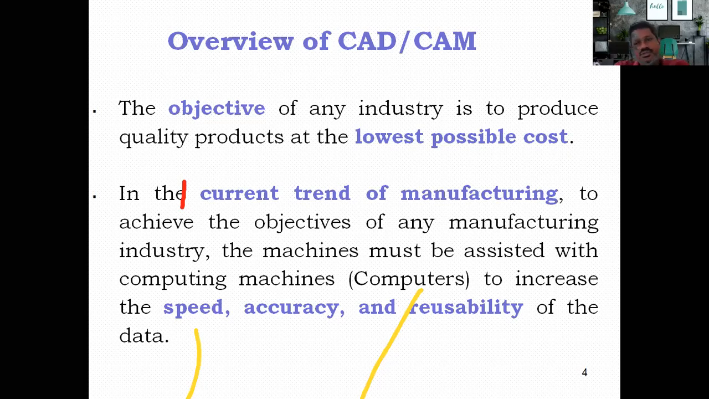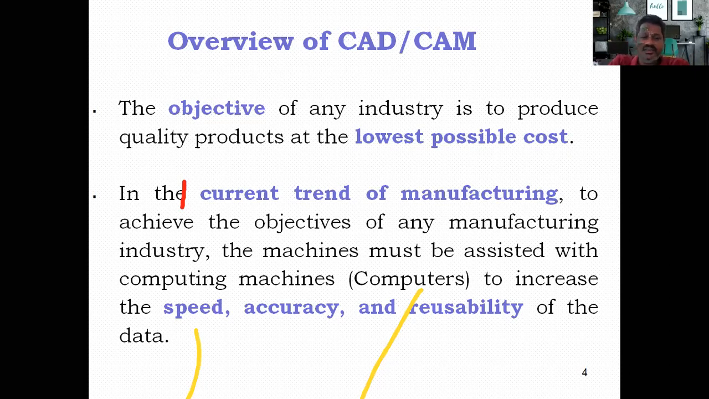If you use computing machines, definitely the accuracy increases. Suppose a design involves a number of calculations, and you need to perform a number of iterations. If you perform all the calculations and iterations manually, definitely that will lead to error. So to reduce error, if you use computing machines or computers, definitely we can increase the accuracy.